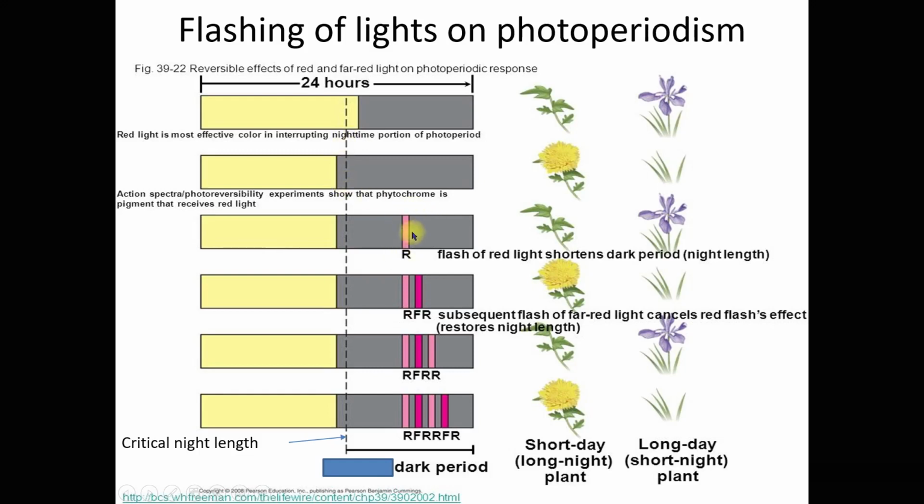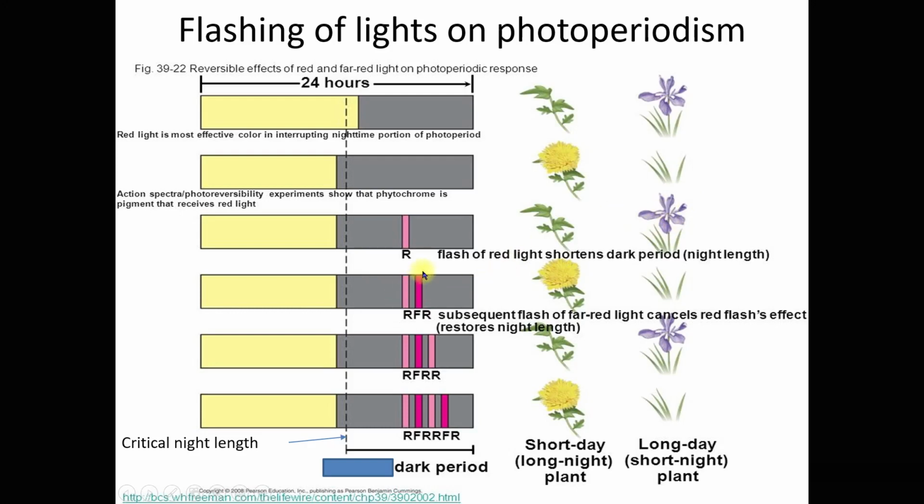Now, flashing of red light. What will happen to the short day or long day plants? A flash of red light will shorten the dark period. For the short day plants, you can see the dark period exceeds the critical night length, but a flash of red light will cause the short day plant not to flower. Whereas for the long day plants, by right they shouldn't flower, but then they flower.